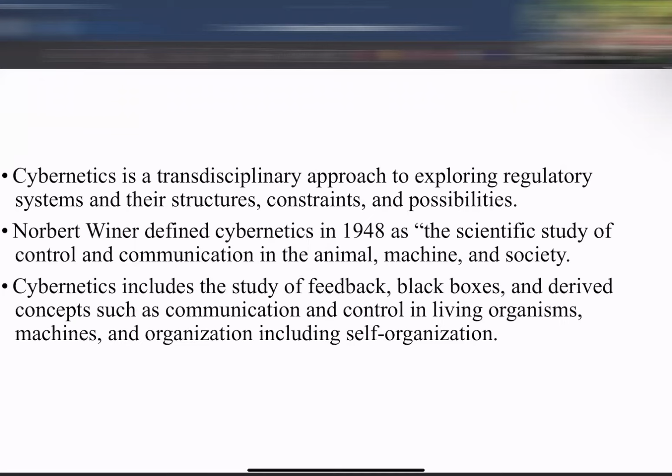So class, when we say transdisciplinary, halimbawa, when we conduct research, pag sinabi kong transdisciplinary research, I am a nurse, with me will be a doctor, another companion is also a medtech, another companion is also a pharmacist. So when we say transdisciplinary, you involve several disciplines. Trans as in you involve, disciplinary, several disciplines. And what is the purpose of that? To explore the regulatory systems, structures, constraints, and possibilities.